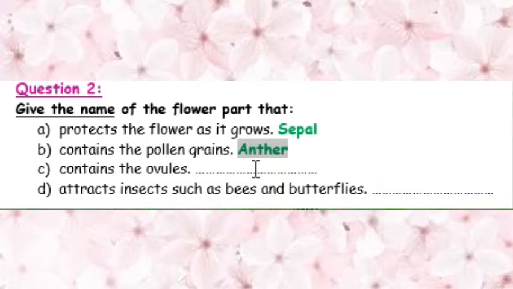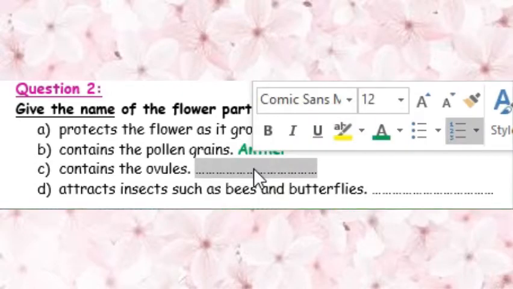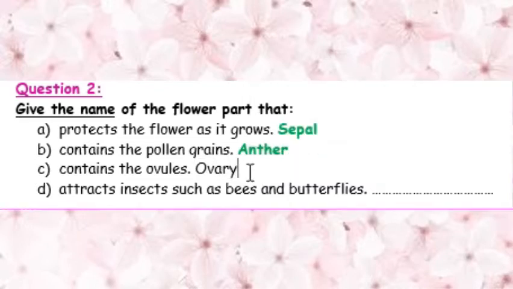Which part of the plant or of the flower contains the ovules, these small points, these small eggs that will become seeds after meeting the pollen grains? It's the ovary for sure. So the anther makes the pollen grains, the yellow pollen grains, and these grains must move to meet these ovules. When the pollen grains meet the ovules in the ovary, we will have seeds.